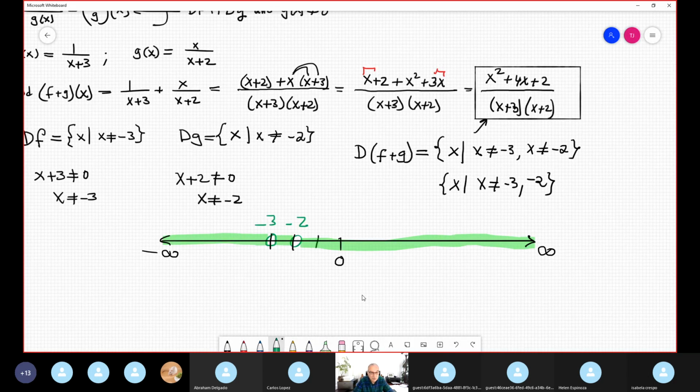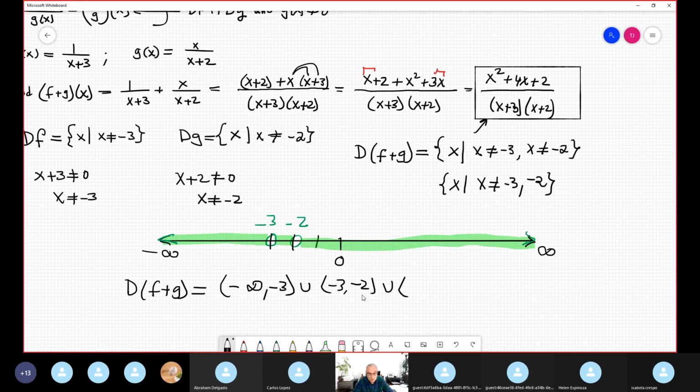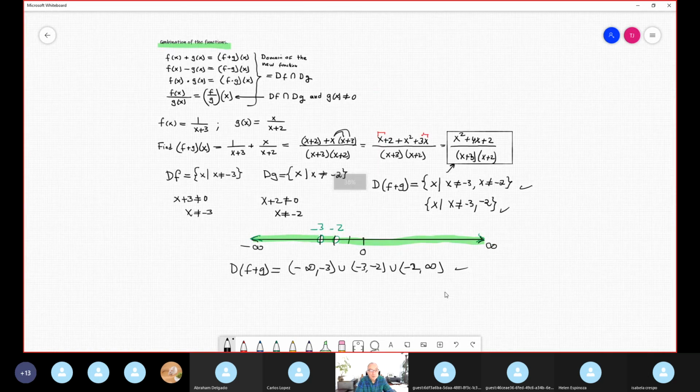Now actually we have 3 intervals. If you want to express the domain in interval notation, the domain of f plus g is equal to from negative infinity, comma, negative 3, union from negative 3 to negative 2, union from negative 2, comma, positive infinity. Okay, and this is equivalent. It's another way to represent this idea or this idea. Everyone follow me?